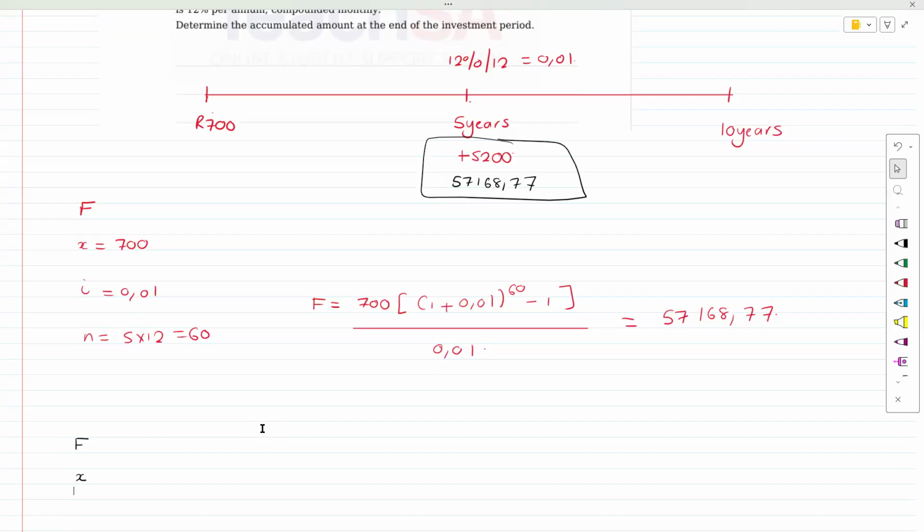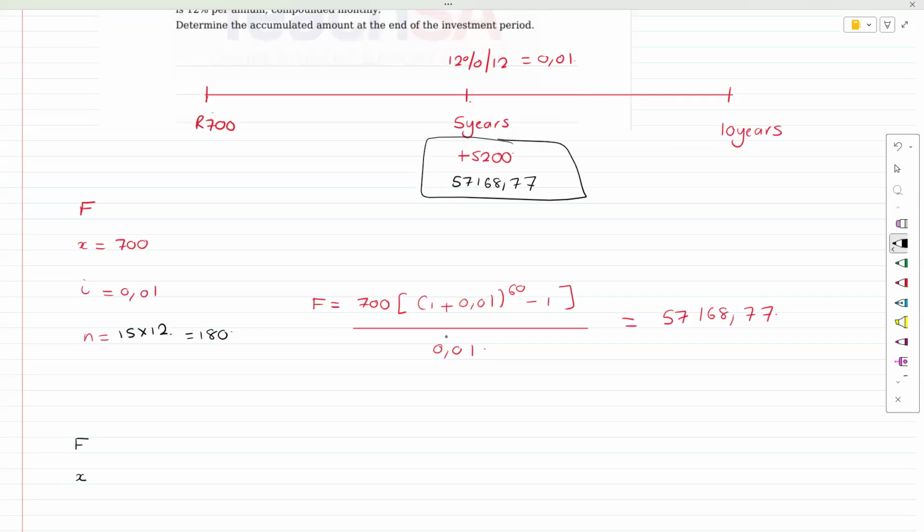But I do have another idea. What if we just continued this amount here? N was 15 years, right? So 15 years times 12. Let me double check. 15 times 12 would be 180.